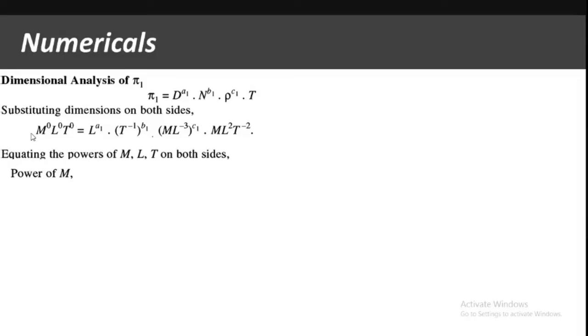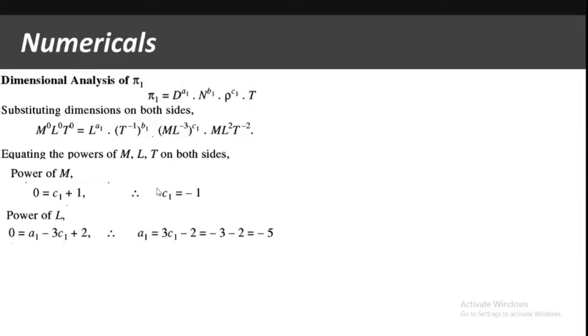First of all, equating the power of m. What is on the left side? m to the power 0, so 0 comes here. On the right side m is absent from d and n, so 0 a1, 0 b1, then m to the power 1 whole to the power c1, so 1 c1, simply c1. Then here m to the power 1, so plus 1, therefore c1 equals minus 1.